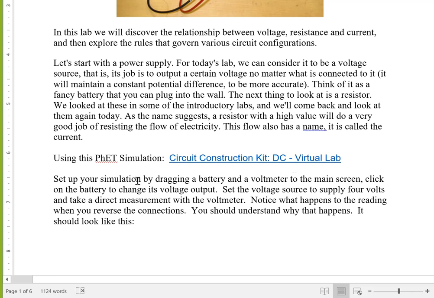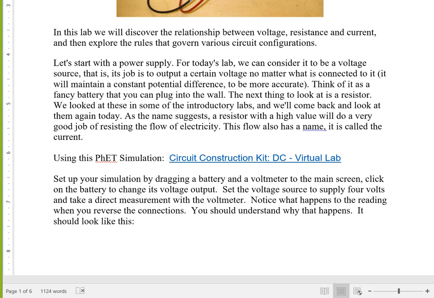So there's a link there to the PhET simulation. PhET stands for Physics Education Technology. The University of Colorado has those on their website. It started out as physics, and now they've expanded. There's a lot of chemistry and other things there too, I think math and some other things. But the circuit ones are awesome.